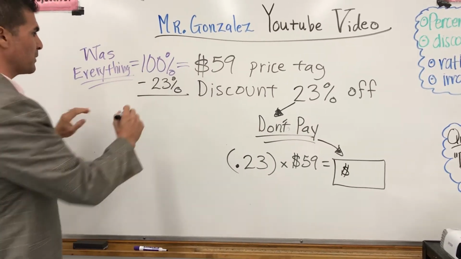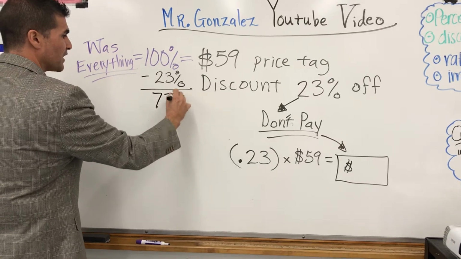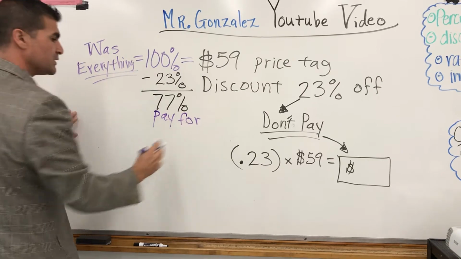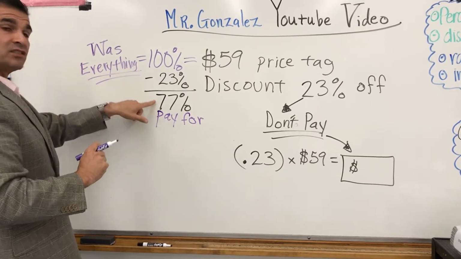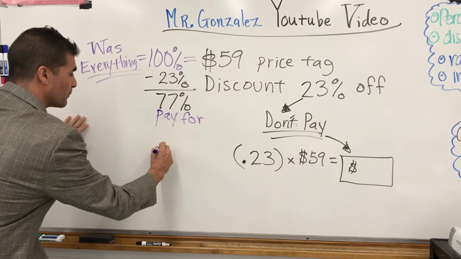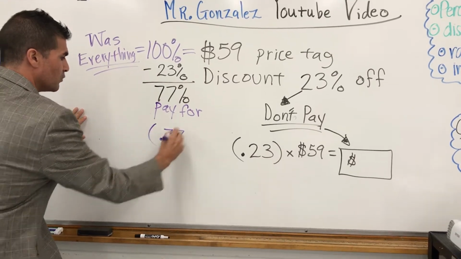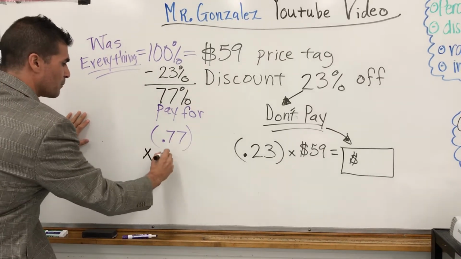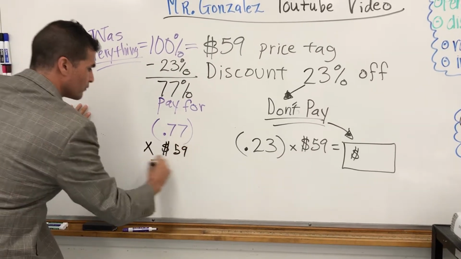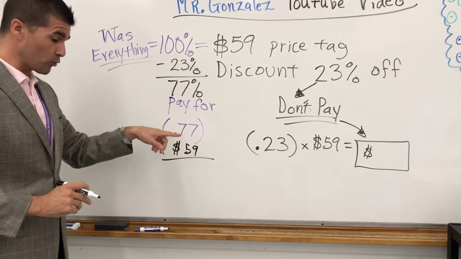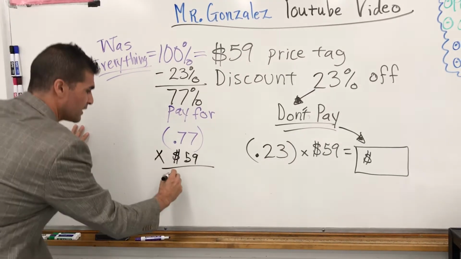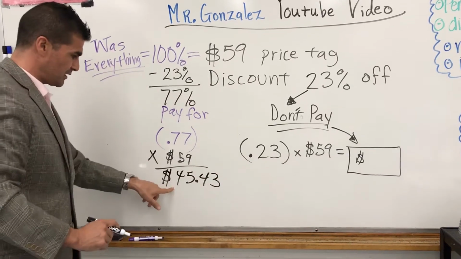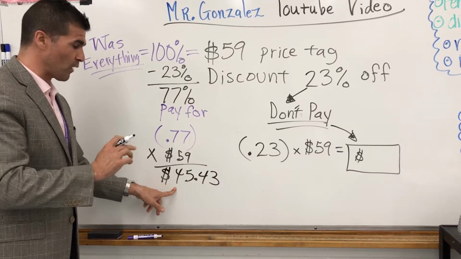If you take away the 23% at the beginning, this is 77% that you actually have to pay for. You could actually just take the 77% and say 0.77, and multiply it by $59. This is going to give you the total that you have to pay automatically. This is going to give you $45.43, and that's what you have to pay right away.